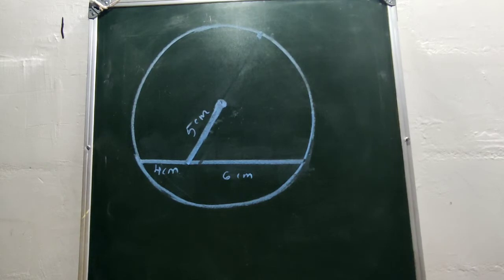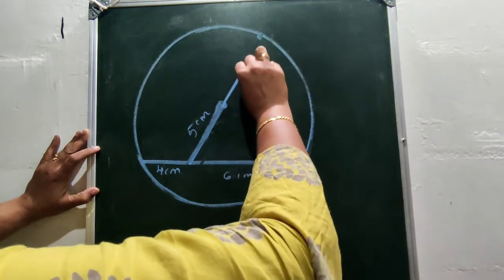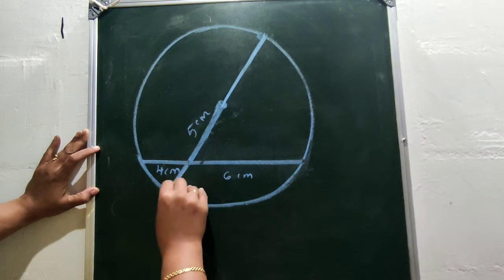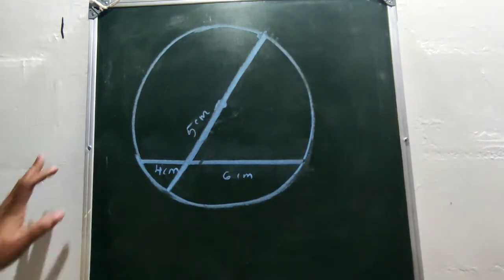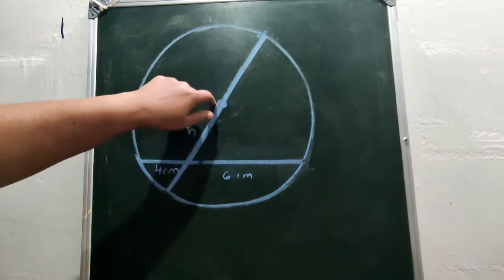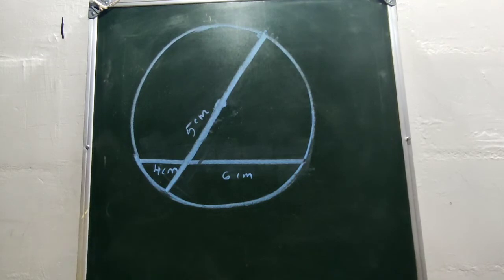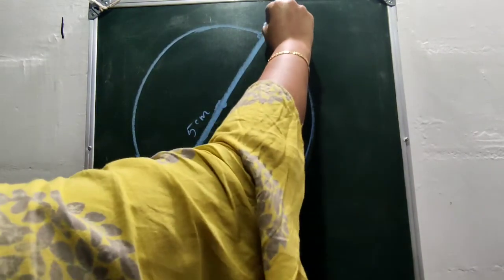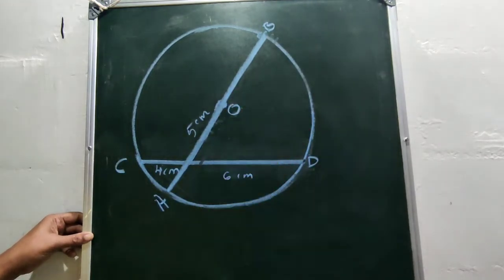How do we find this? For that, just extend this line on both ends. Now this is a diameter of the circle because it is passing through the center of the circle. Then I am taking this as point A, this is B, this is C, and this is D, and O is the center.